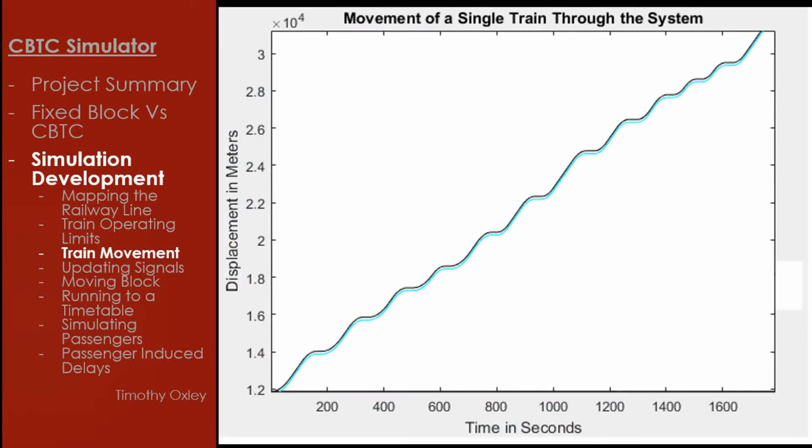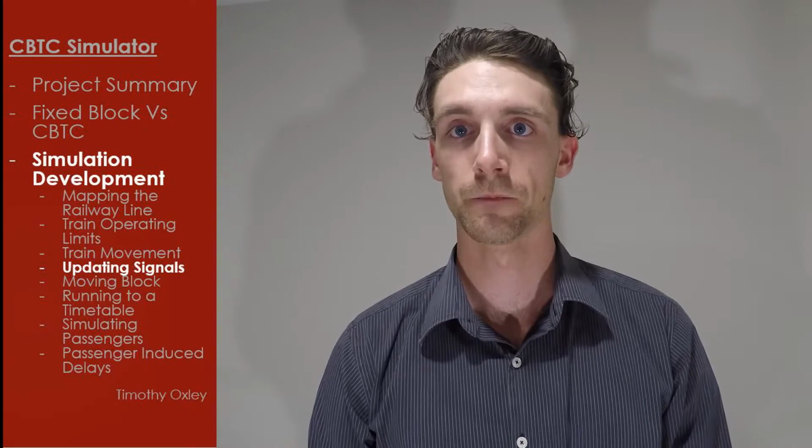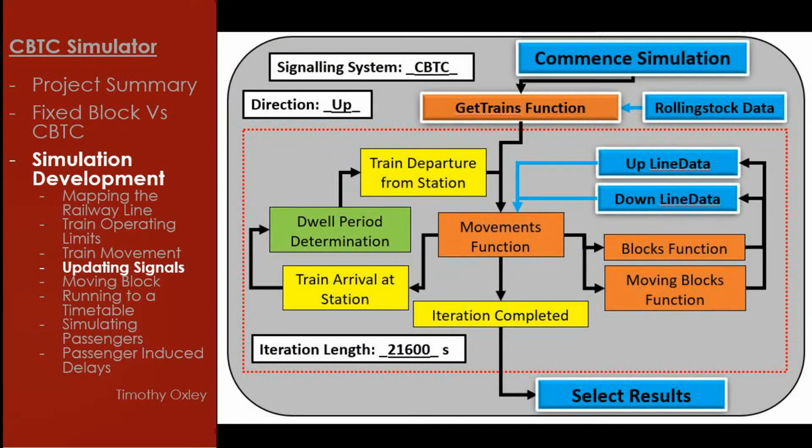The instantaneous location of each train is also stored so that it can be used by other functions and to produce results. Updating signals. For a fixed block network, the location of both the front and rear of each train is used by the blocks function to determine which blocks are occupied. This information is then used to update the status of each signal in the line data matrix. As this update occurs every second, and the location of trains is updated every second by the movements function, trains are instantly able to react to the feedback of signals changing status, as they would in real time.